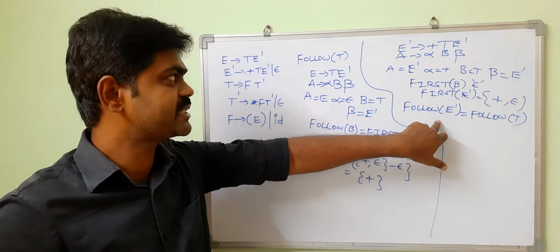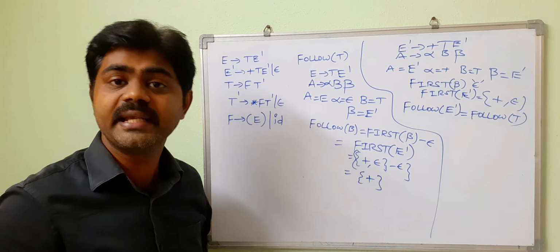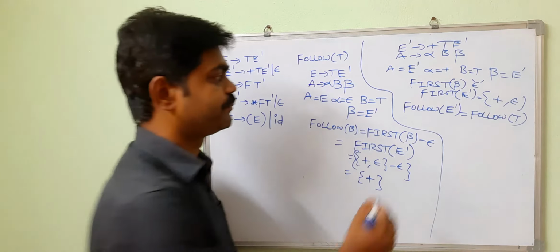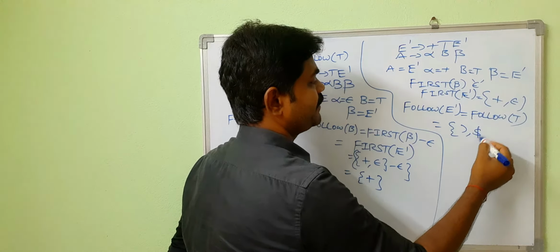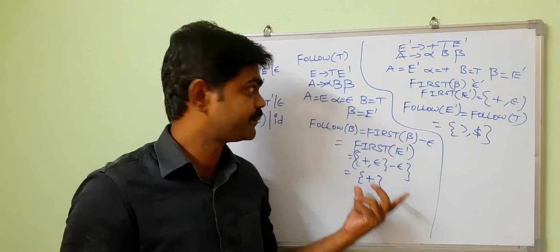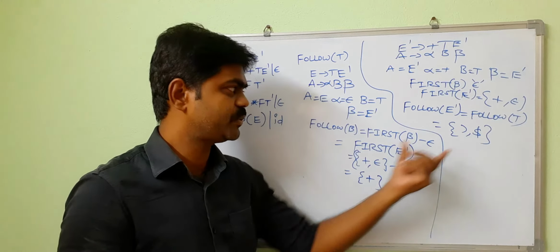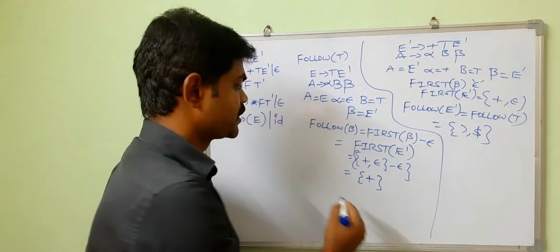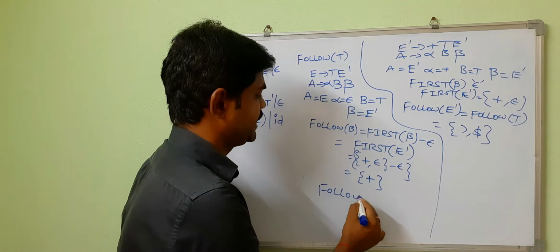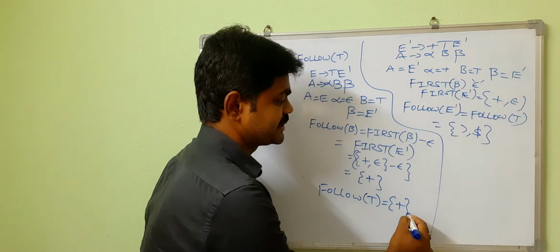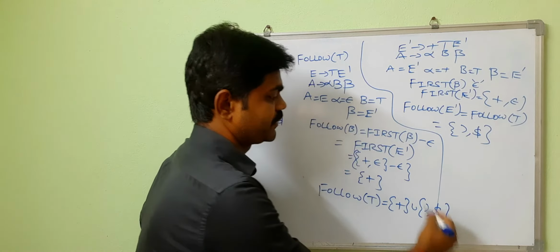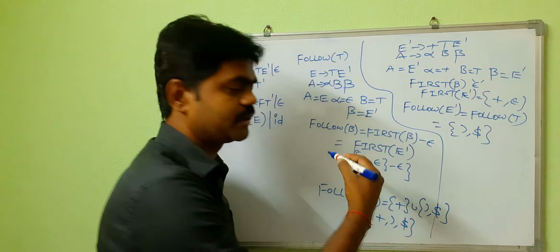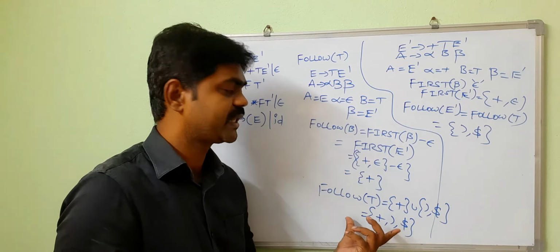So what is follow of E dash? In the previous case we already found follow of E dash. What is follow of E dash? Right parenthesis comma dollar, right? So we got two answers here. For follow of T we got plus, and we got right parenthesis comma dollar. If we get two results here, we should union them. So finally follow of T equal to plus union right parenthesis comma dollar. So finally we get plus comma right parenthesis comma dollar. This is the answer for follow of T.